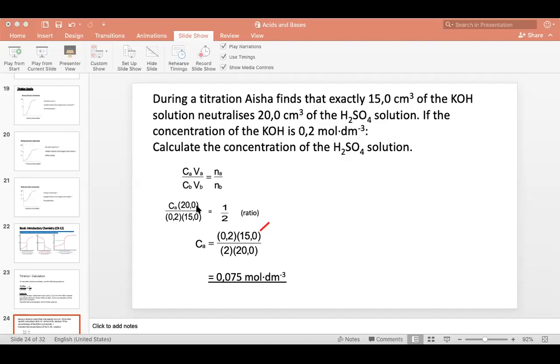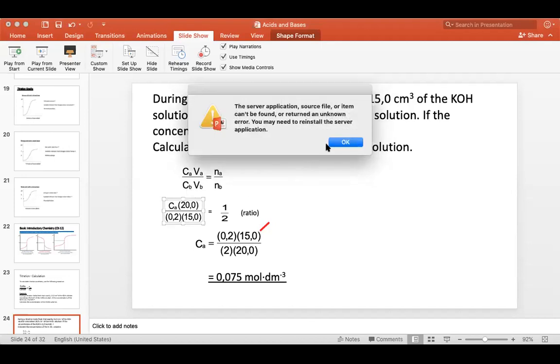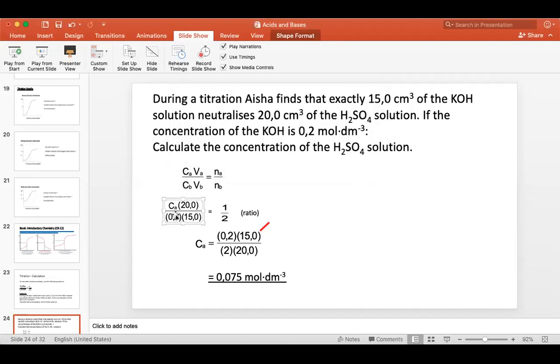CAVA, your volume of your acid, is this right or is it wrong? Let's see. We've got 15 centimeters cube of base, so 15 must be your base. 15 centimeters cube of KOH, so VB is 15 centimeters cube, right? And then 20 centimeters cube of acid, VA is 20 on the top. That's correct. And then the concentration of your base is 0.2 mole per dm cube. You put it here. And the concentration of the acid is what you must find, right? So those four values are correct according to this equation.